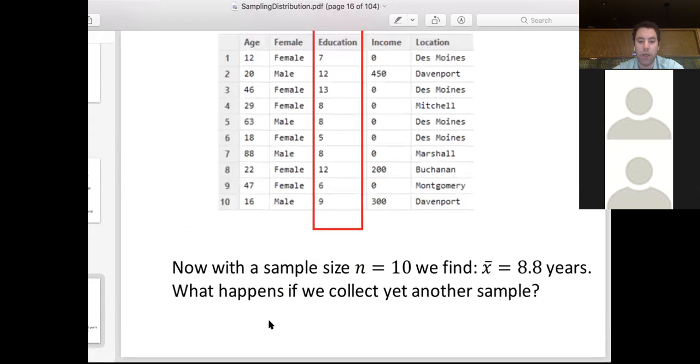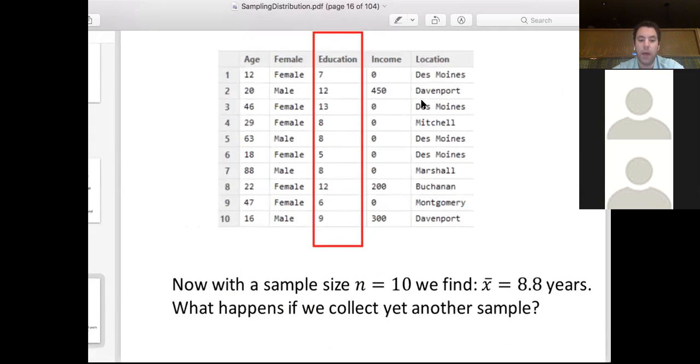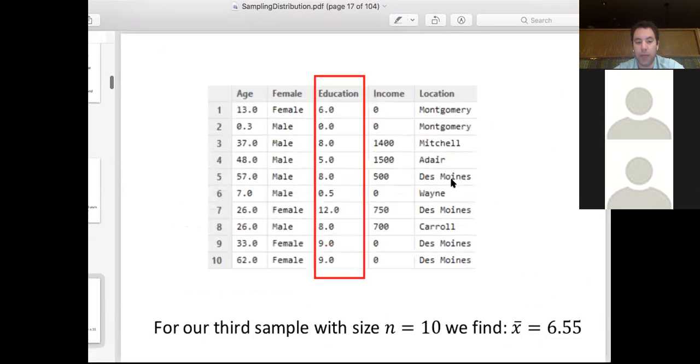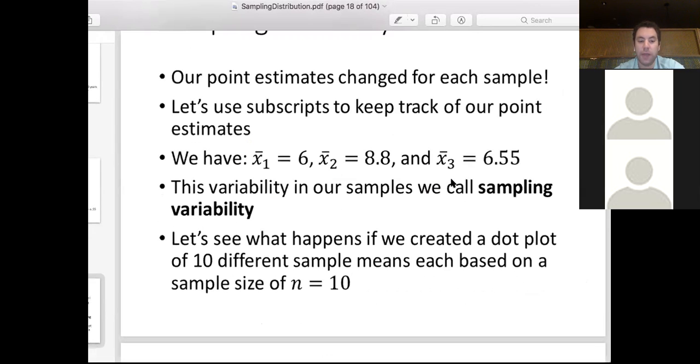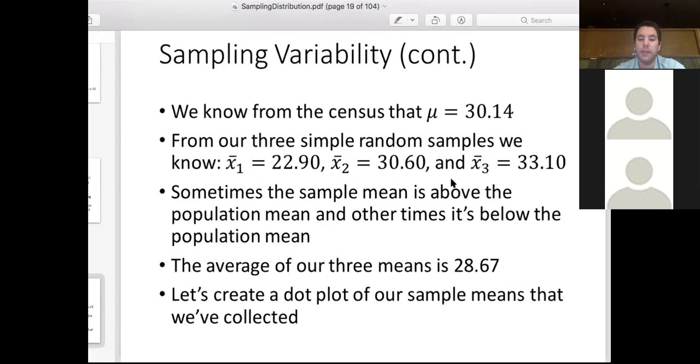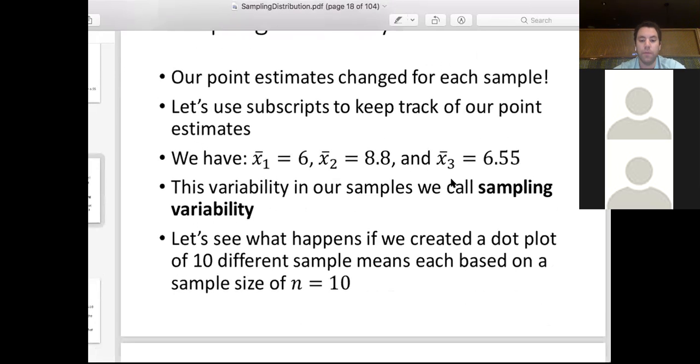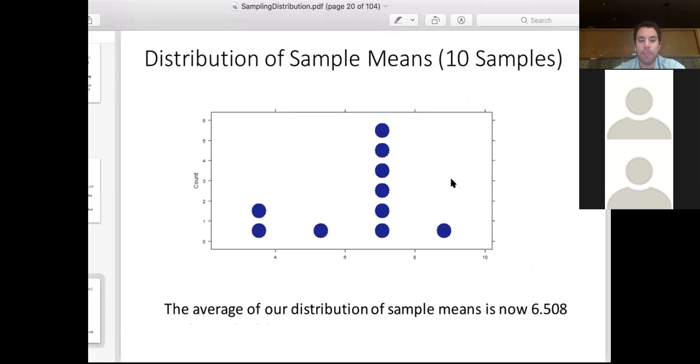Here, we're taking another simple sample of size 10, and we find that the point estimate is 8.8 years, and if we do it again, 6.55. So now we have 3 point estimates, and we can see that there's variability amongst those 3 samples. That's what's known as sampling variability. And we can make a dot plot now for different sample sizes. So here's an example of 10 samples and looking at the sampling variability amongst these different dots as distributed.